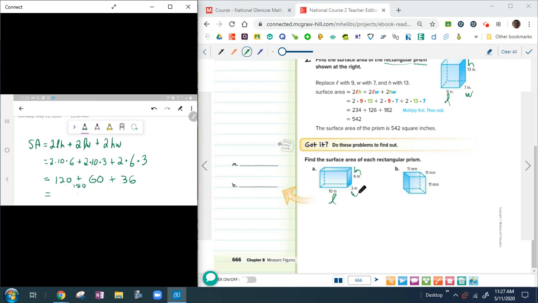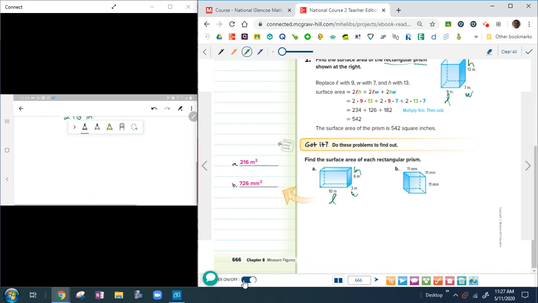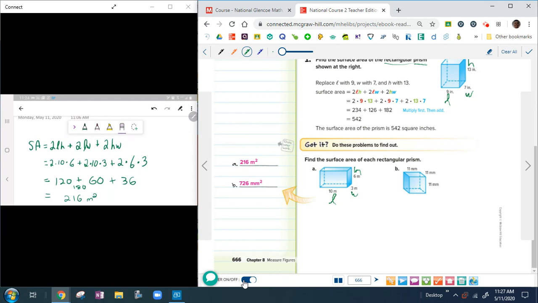So 216. Am I right? Yeah, 216. There's the work here, and I have to put my square units. I'm just going to use the same formula here for the next one, so you can check and see if your work is correct.